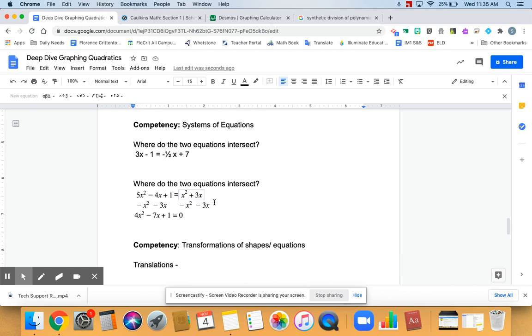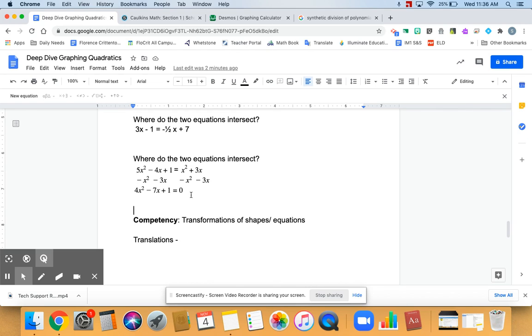So this is another way they can make it harder by putting systems of equations with quadratics in there. They could also mix a quadratic with a linear. It's the same thing. You would just make them equal each other and subtract them over, and then use the quadratic formula on whatever new quadratic you get.